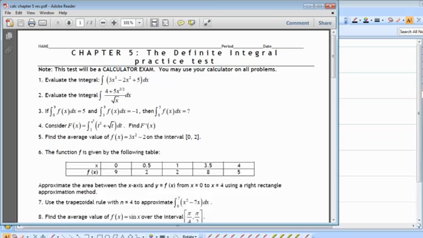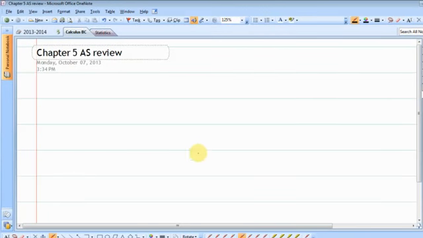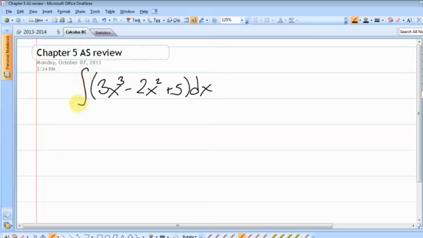Okay, these first few are just really applications of the rules. So what do we got here? We have 3x cubed, 3 minus 2 and 5. So that's 3x cubed minus 2x squared. Is that minus 5 or plus 5? Plus 5. Thank you. All right, and this is question 1 again.